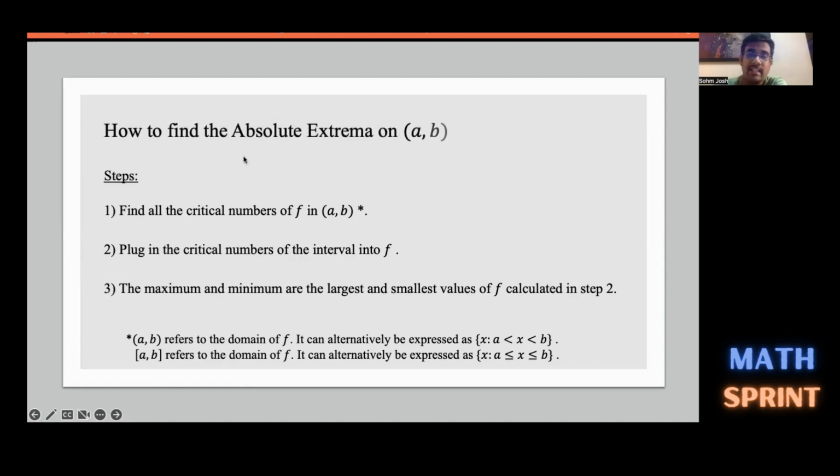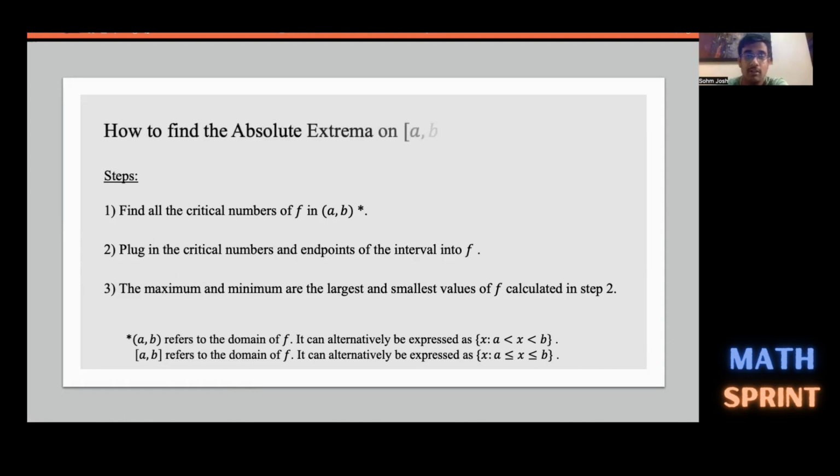So how do we find these absolute extrema using calculus? The steps are relatively straightforward. The first step is to find all the critical numbers of f in the open interval a comma b. Now, remember again, this is an open interval. Then next you have to plug in the critical values into the original function f. You compare these values of f, and you will find the absolute minimum and maximum by checking which is the smallest value of f of x and the largest value of f of x which you calculated. The smallest value of f of x which you calculated is the point of absolute minimum. The largest value is the point of absolute maximum.